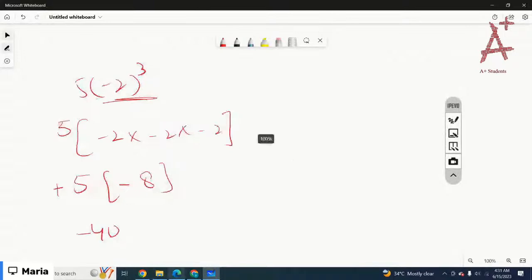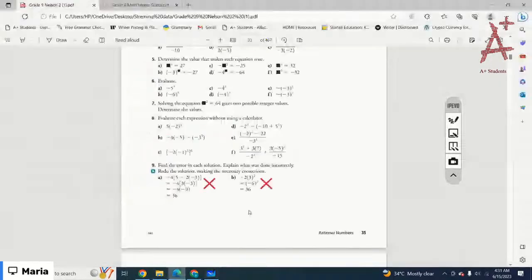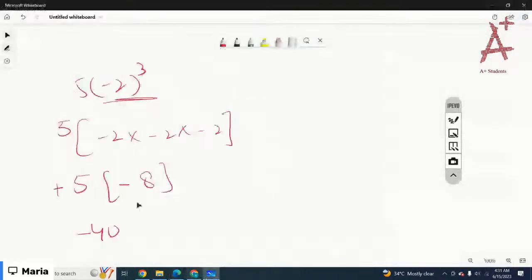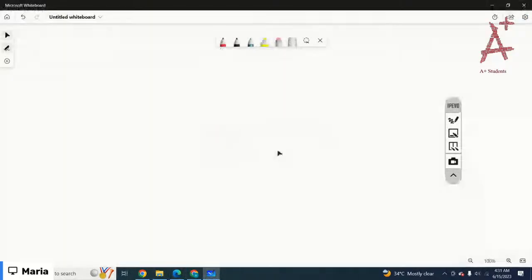It would be negative 40. Okay, let's just do B part. Negative 4 times negative 5 minus negative 3 cube. Okay, so you're multiplying two numbers with the same signs. The answer must be positive.